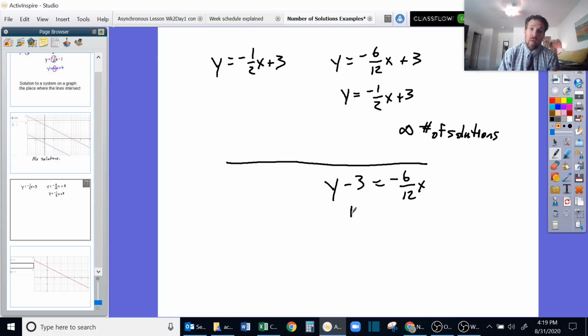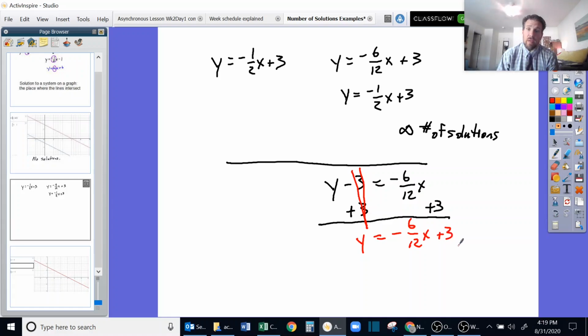So if we were to add 3 to both sides of this equation, so that we eliminate that 3 term there, what we would have is y equals negative 6/12 x plus 3. And so now we're right back to where we started. We would see this was 1/2, and we would say, oh, those are equivalent. Same slopes, same y-intercepts, infinite number of solutions.